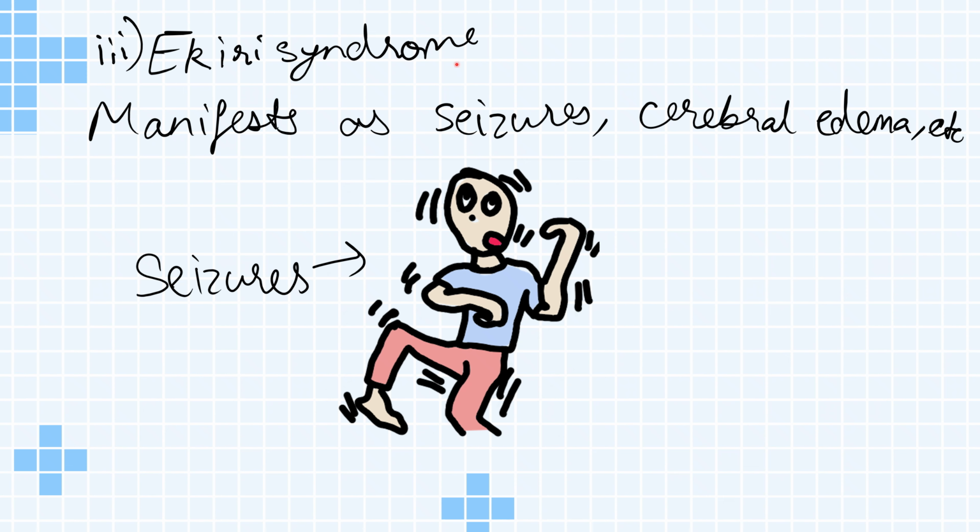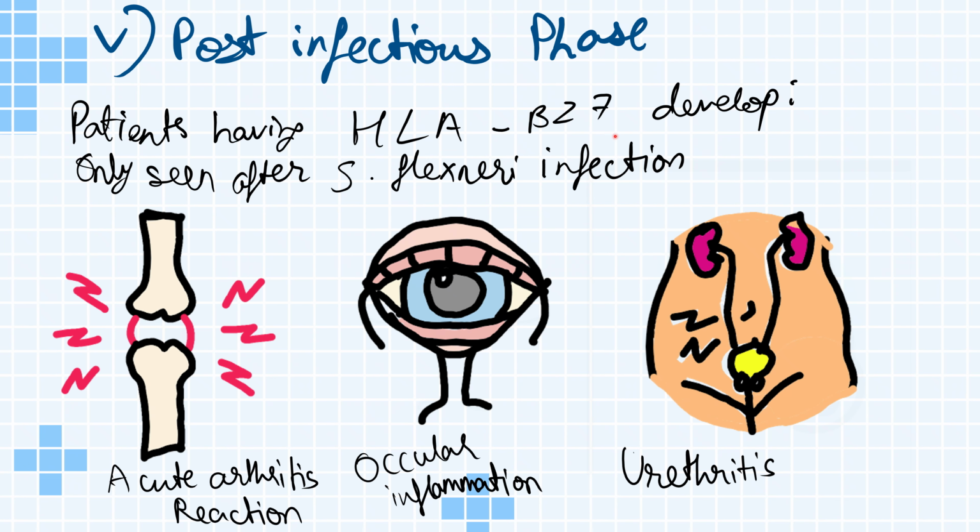Another severe complication is Ekiri syndrome, mainly seen in children. It is a toxic encephalopathy caused by severe Shigella infection. Infected persons may develop seizures, altered consciousness, and cerebral edema. This occurs due to severe systemic toxicity, inflammation, and metabolic disturbances caused by the infection. Patients having the HLA-B27 gene develop a post-infectious phase, which is only seen after S. flexneri infection, which causes arthritis, ocular inflammation, and urethritis.